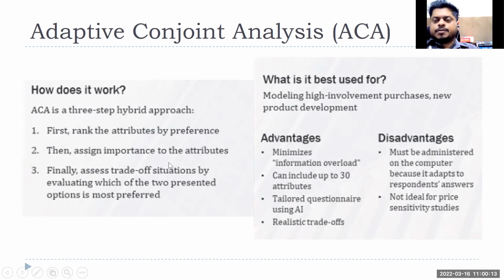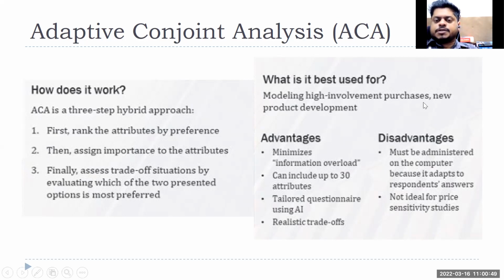Then assign importance to attributes. From their side, I am asking them to assign importance. Finally, assess trade-off situations by evaluating which of the two presented options is more preferred. Only then am I going to show them the choices. Now what happens? I am taking care of what they initially told me. Let's say somebody says that price is much more important to them, but when I show them the choices, they choose some product, and they are not actually doing that assessment of the weightage of those attributes. Now you can compare that, or jointly consider it, right?